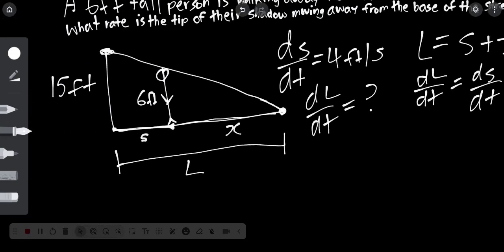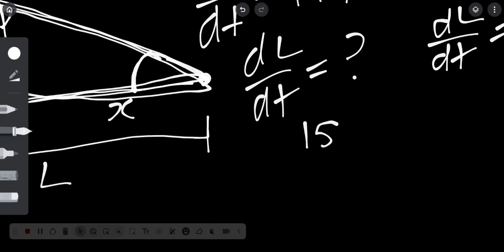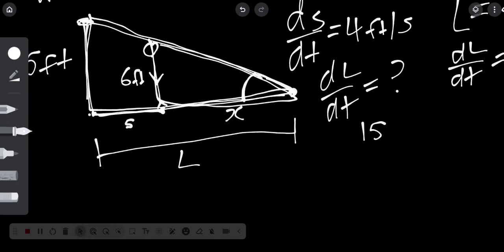What can we figure out? What do we see about these two triangles right here? This big triangle right here, and this triangle right here. We can see that they're similar triangles because they have the same angle right here. So we can establish a relationship that 15, this side over this side, is equal to this side over this side, since they're similar triangles. That's part of the definition of a similar triangle. So 15 over S plus X is equal to 6 over X.